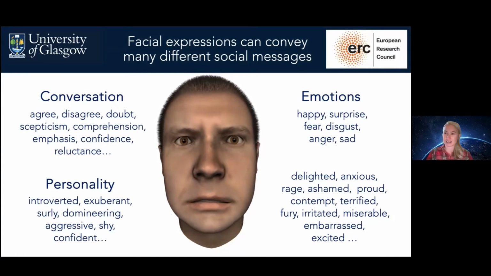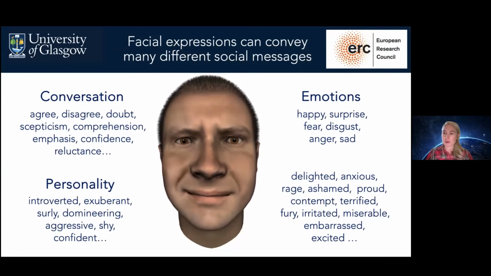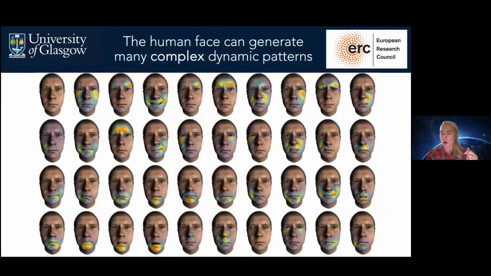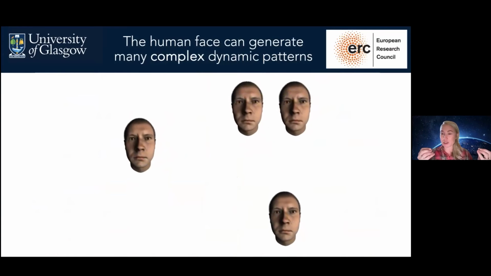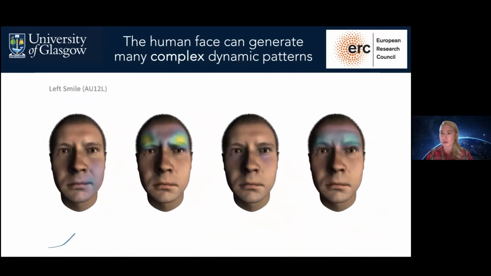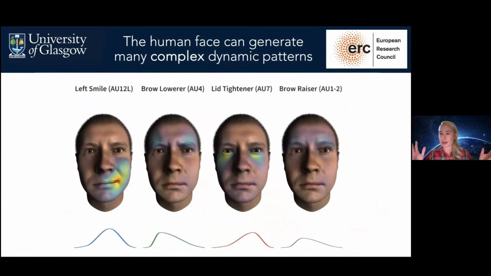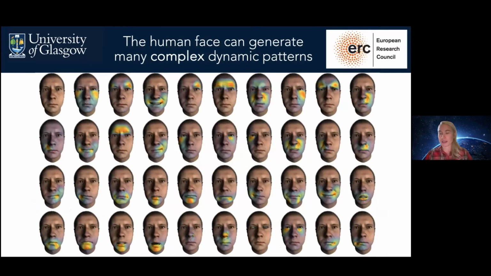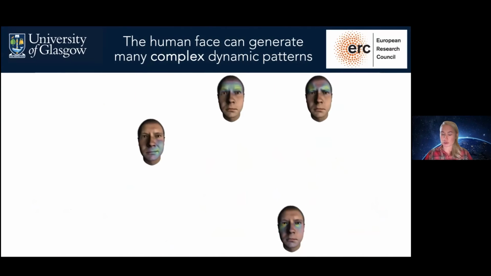contempt, embarrassed, excited, etc. And the reason why the human face can convey all of these different social messages is because it's very complex. It's got all of these individual facial muscles, which are called action units, which can be combined together in different ways to create many, many different dynamic, complex patterns. So in principle, for every dynamic pattern it can create, it can communicate a different social message. So the human face has this tremendous capacity to generate different complex signals and therefore lots of different social messages.